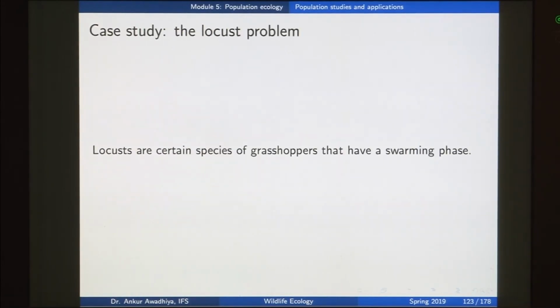So now we will look at one such population study, which is the problem of the locust. Now locusts are certain species of grasshoppers that have a swarming phase. So there is still very little certainty about when you call an organism a grasshopper and when you call it a locust. They are both very closely related organisms, but mostly grasshoppers will be seen solitary, while locusts will be seen in large swarms. So we can say that they are grasshoppers with a swarming phase.